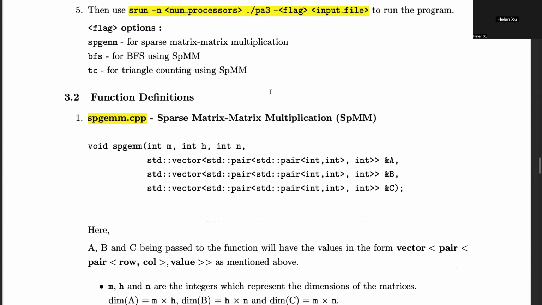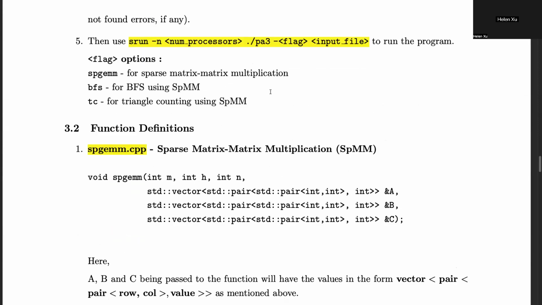To run it, you can run this binary PA3 and then the flag, which are these options: SPGEM, BFS, or TC, and the input file. The inputs are input 1, input 2, input 3, going up in size. Input 1 is mostly just to run very fast for an initial test of correctness. Once that works, you can move on to the larger ones. Input 1, I think, is less than 100 edges. It's very small, just for testing.